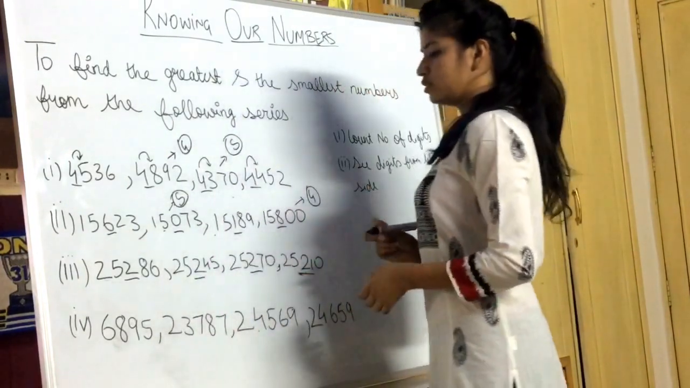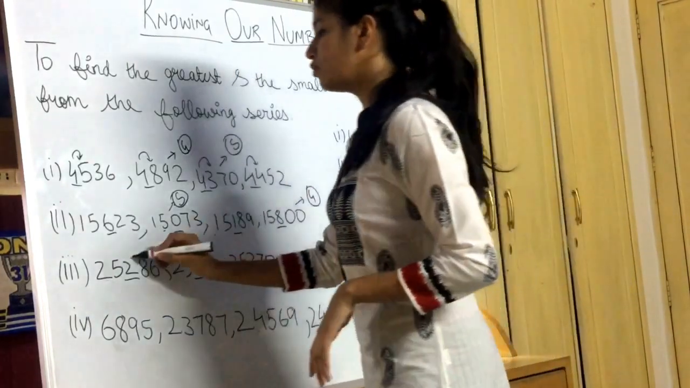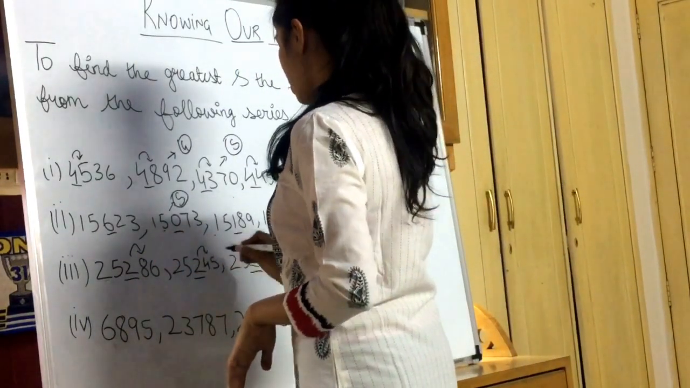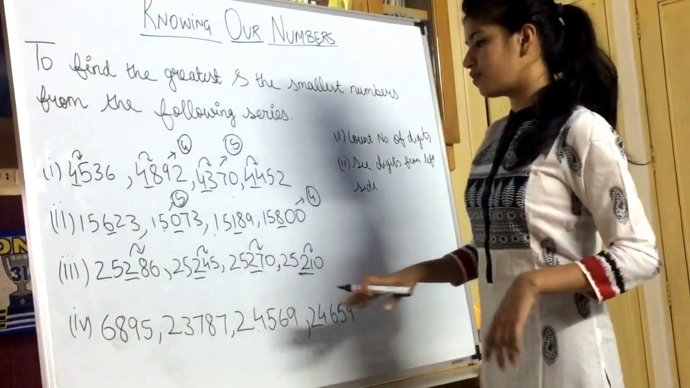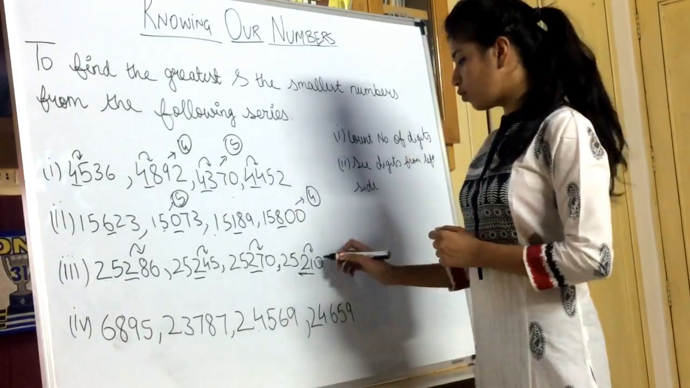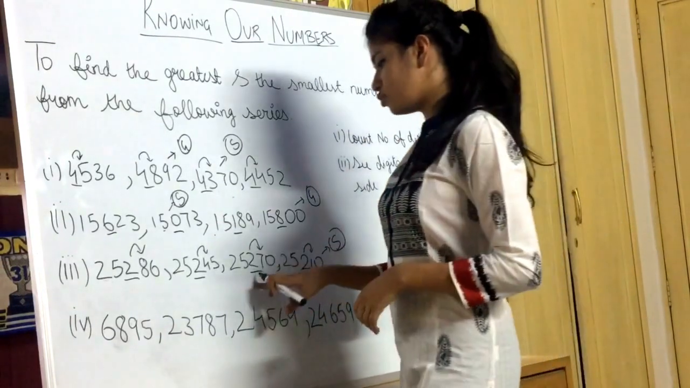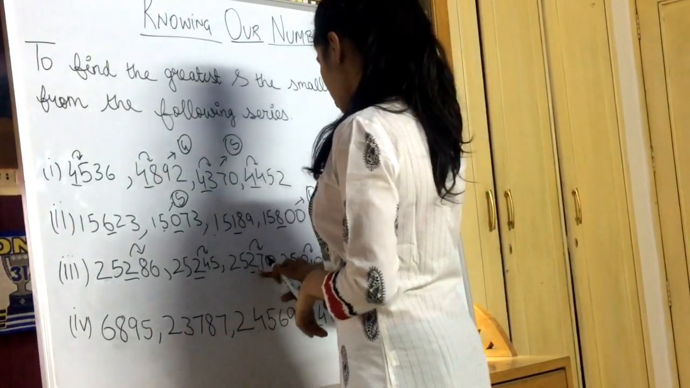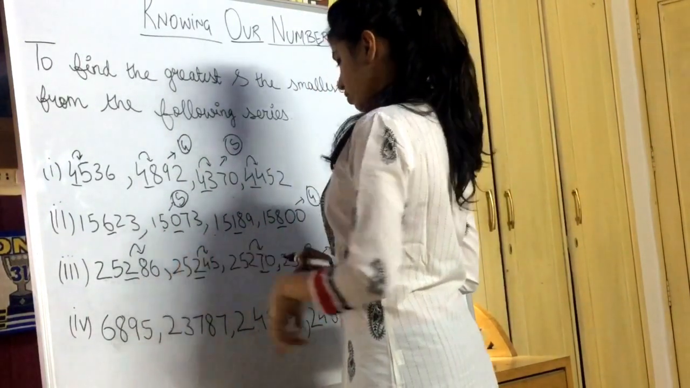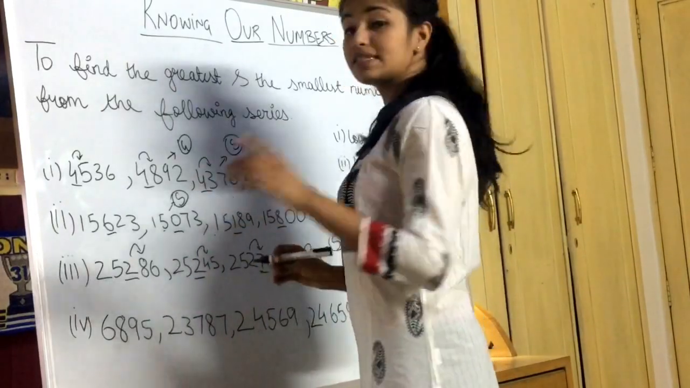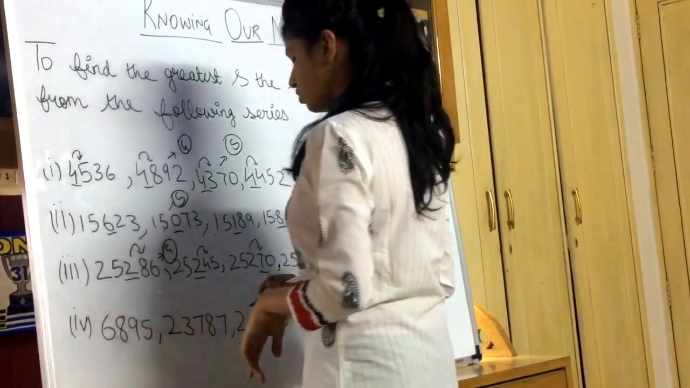Since it's 2 in all the cases, what do we do now? We move on to the fourth digit from the left hand side. That is 8, 4, 7 and 1. So which one is the smallest from 8, 4, 7 and 1? 1 is the smallest. So this becomes the smallest number. And which one is the greatest from 7, 4 and 8? 8 is the greatest, so this becomes the greatest number.